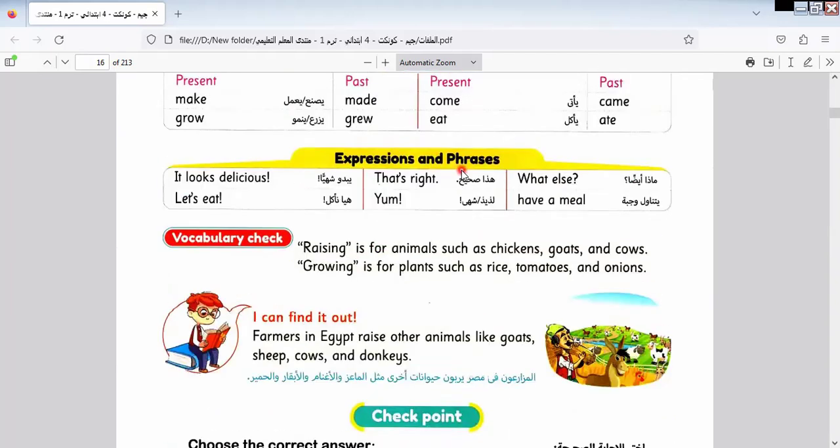Here we have some expressions. Here I would like to note: it looks delicious. When I taste something, I say it looks delicious. Let's eat. I would like to explain let's, okay, on the board here.